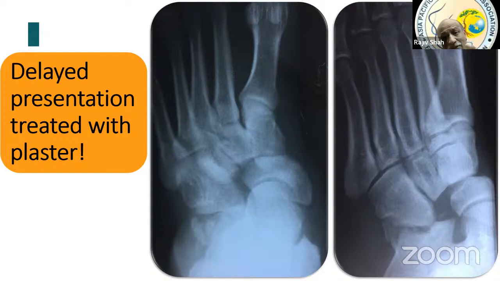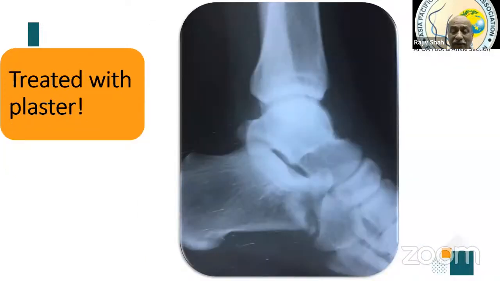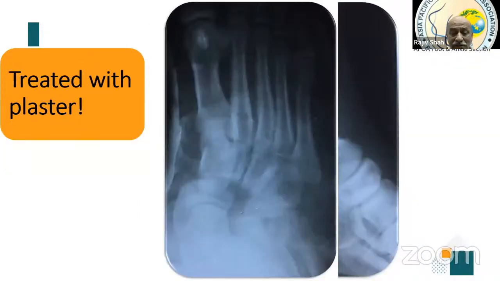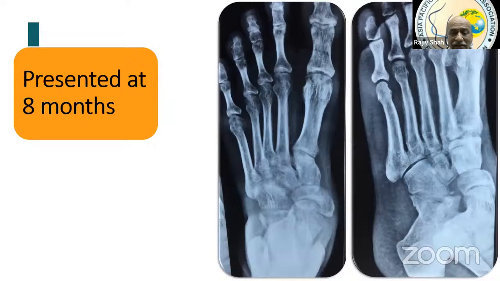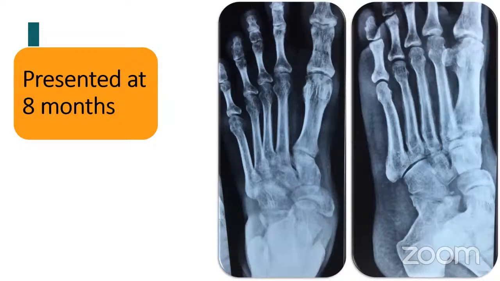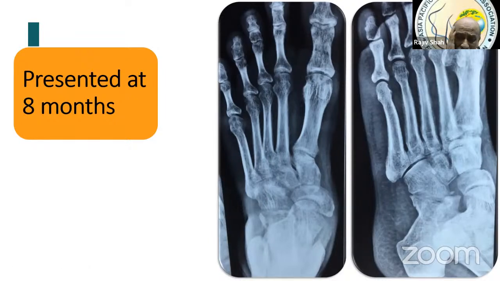So this is a scenario where you need draping of both the limbs, and you need to compare it with the opposite side. So this is how this was treated with the plaster, and this presented to us at the end of 8 months like this. Any particular X-ray view for this kind of fractures? No, your normal AP oblique view should be good enough. If it is only a medial column, you can go for external oblique. But otherwise, normal AP oblique view should be good enough.